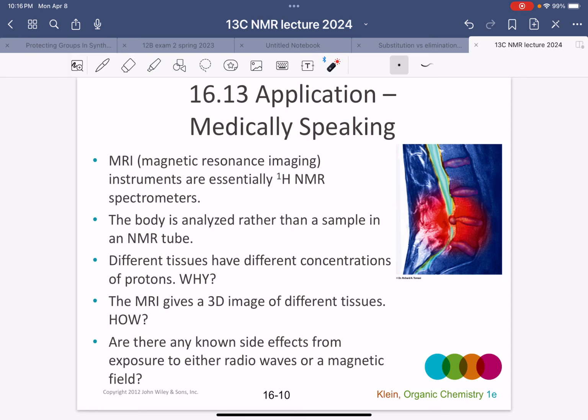I've had an MRI done of my shoulder. My wife's had several done of her back. And the different scans have different things that they resolve better than others. And one last thing here, this slide asks, are there any known side effects from exposure to either radio waves or a magnetic field? Basically, no, unless you have a pacemaker or an aneurysm clip or something large and ferromagnetic in your body. You'll be just fine.